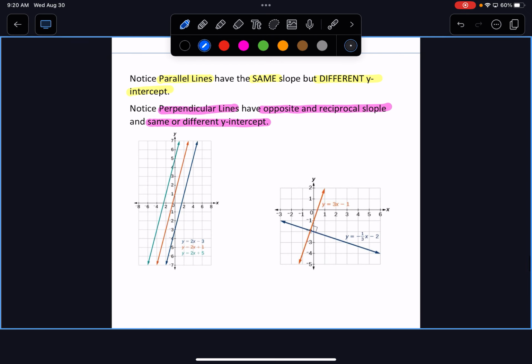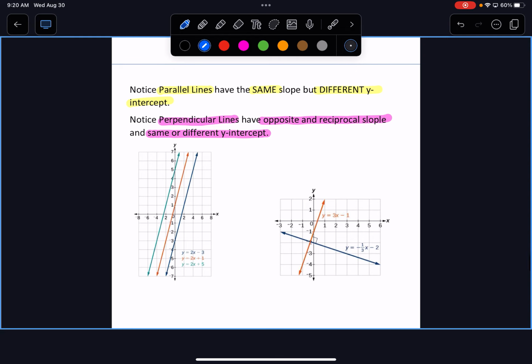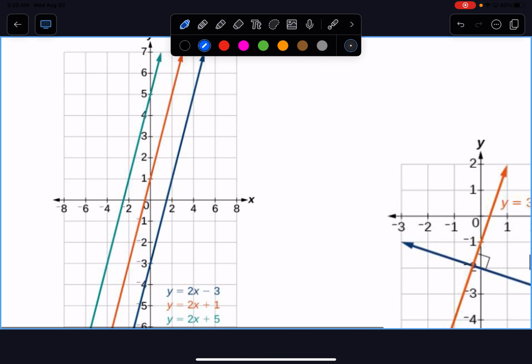All right, so just a friendly reminder. Parallel lines have the exact same slope. They won't have the same y-intercept. They'll have different y-intercepts, but they have the same slope. See, 2, 2, 2. So we know for sure those lines are parallel.